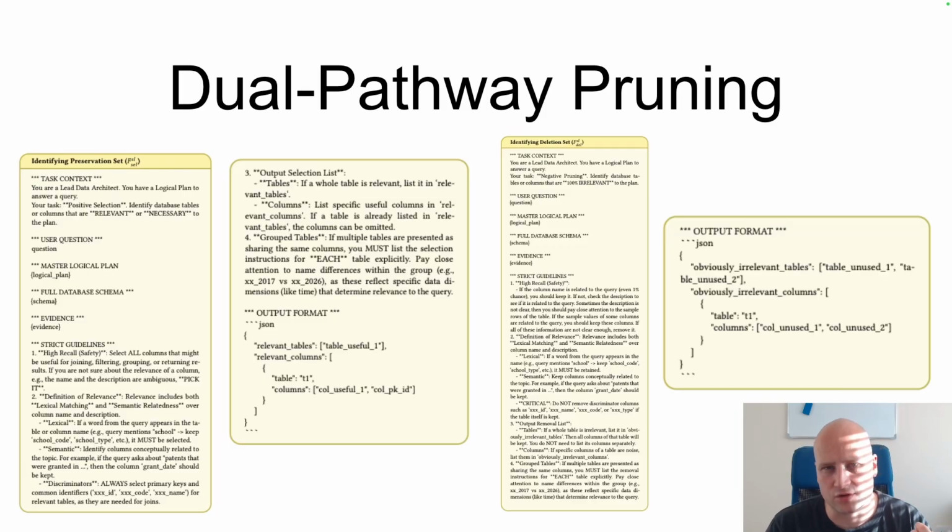However, the instruction for the deletion set uses much stronger language. It asks for obviously irrelevant tables and obviously irrelevant columns. Again, this is because Apex-SQL errs on the side of maximizing recall. It would much rather include a column that wasn't meant to be included than delete a column that we needed to get the final answer correct.